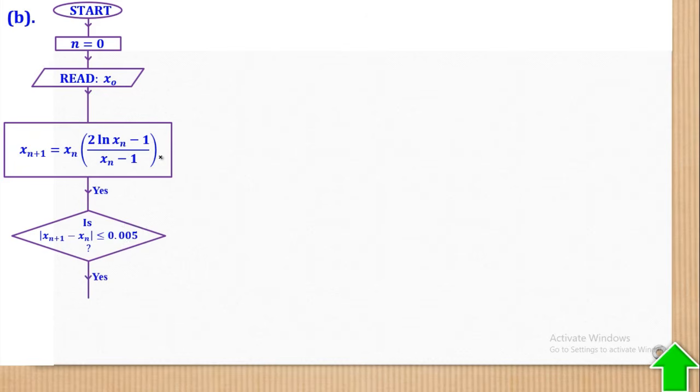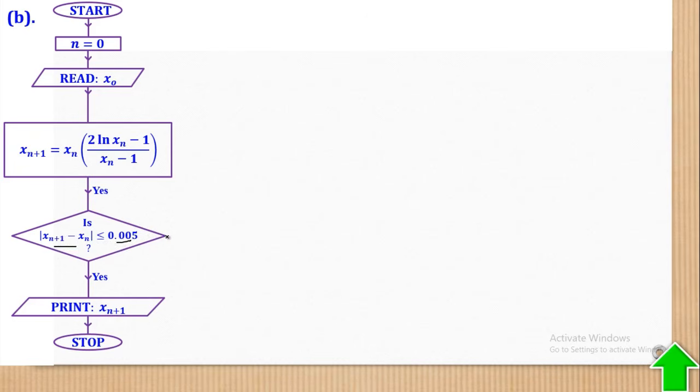If it is yes, then you can go ahead and print the root. So the root is what? This xn plus 1. That is what they call the root. And in the question they told us to print only the root. After printing the root, you can go ahead and stop. So now the question is, what if this error is greater than the tolerance?